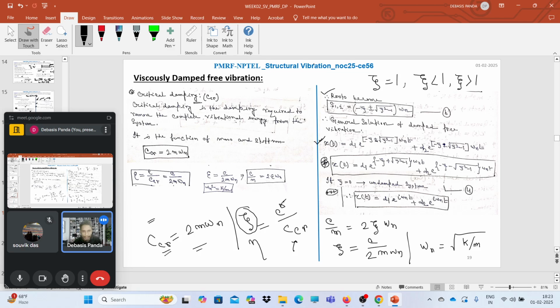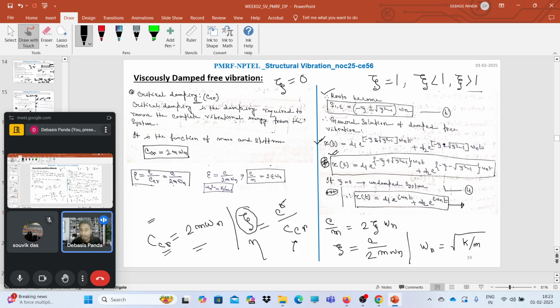Now, for example, we already solved the undamped free vibration case, where zeta is equal to 0, so our equation will look like the general solution of the undamped free vibration case. So here, this is the equation of motion for the damped free vibration case.